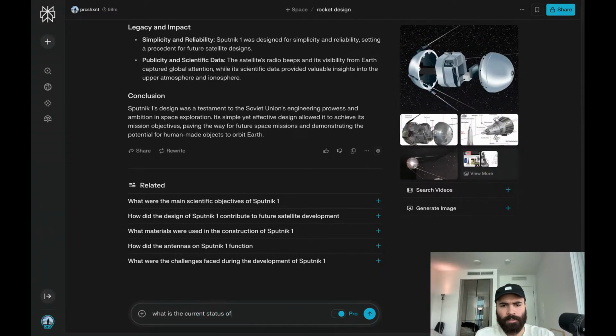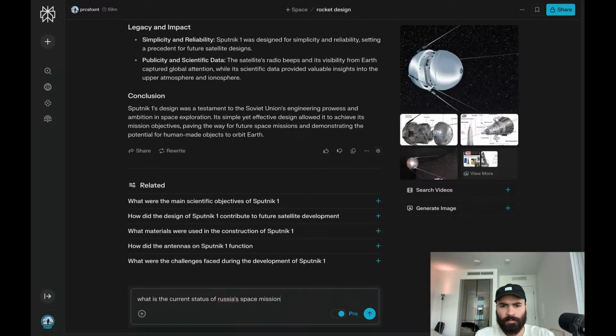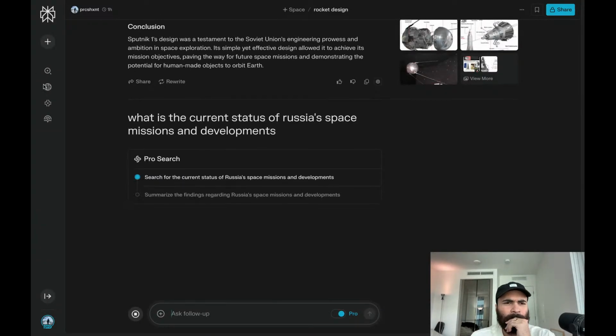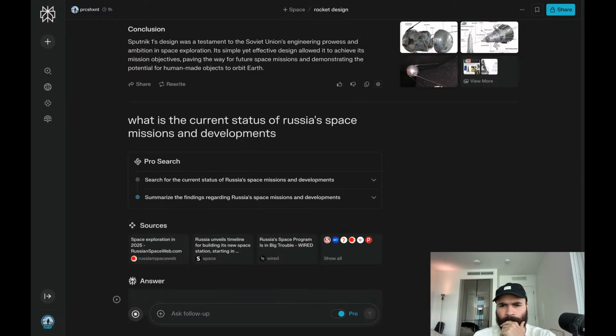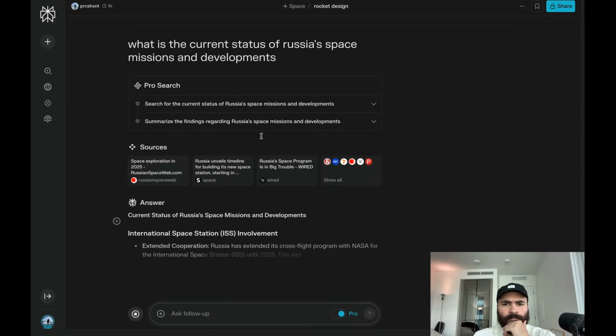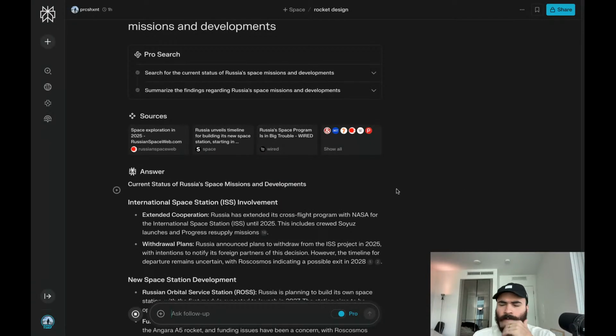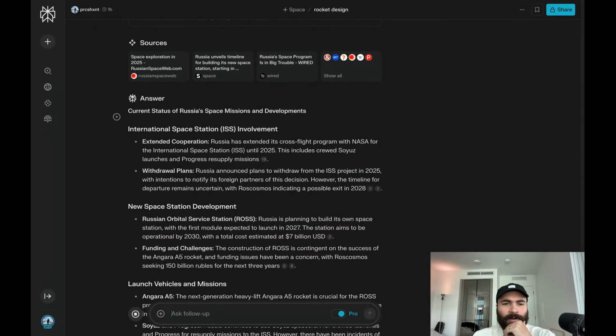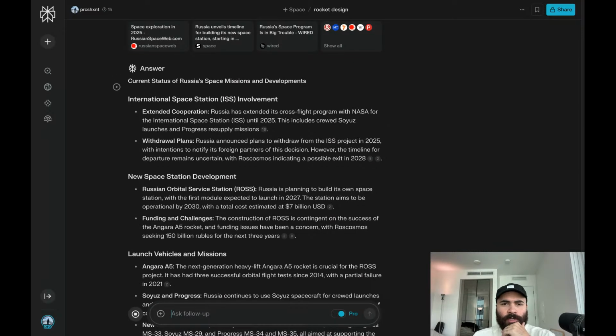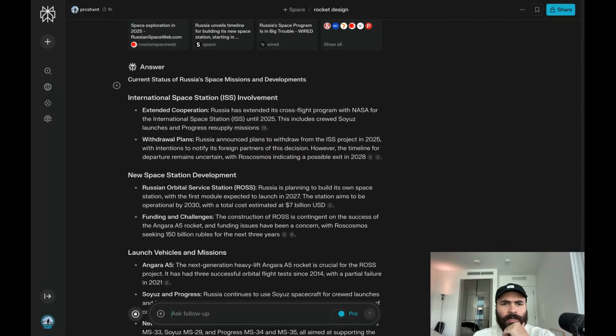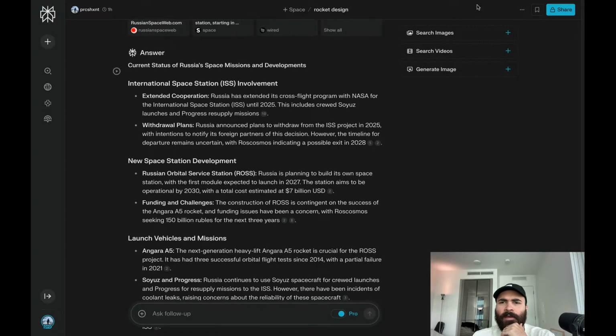What is the current status of Russia's space missions and developments? Let's see. ISIS? No, no ISIS. ISS. Extended cooperation. Russia has extended its cross-flight program with NASA for the International Space Station until 2025.